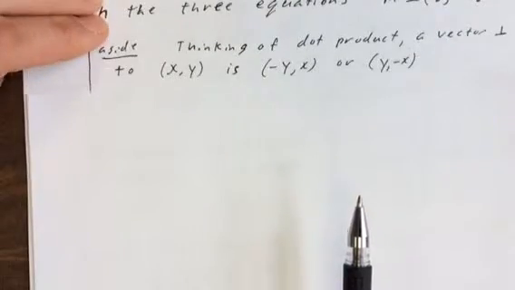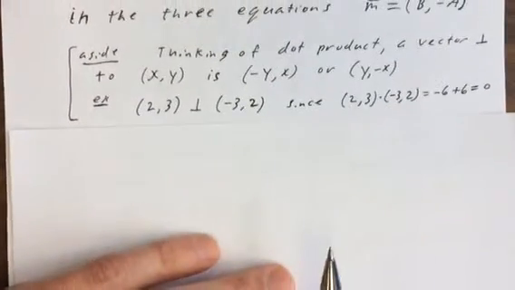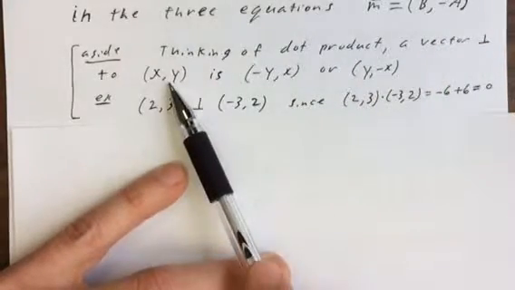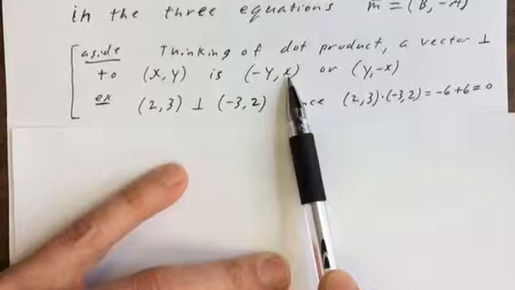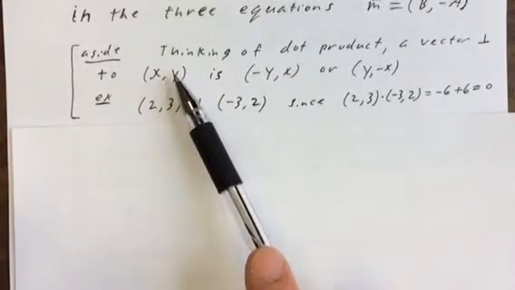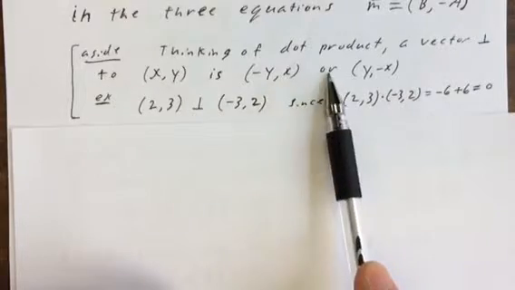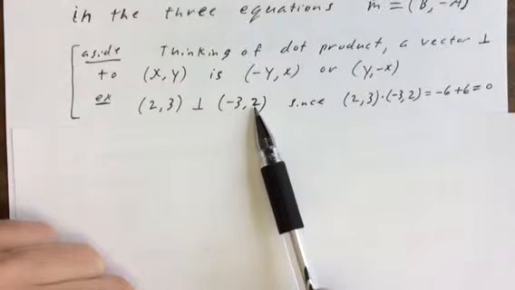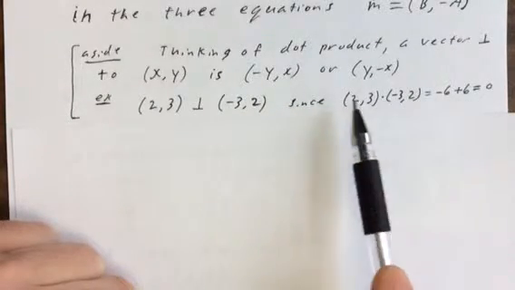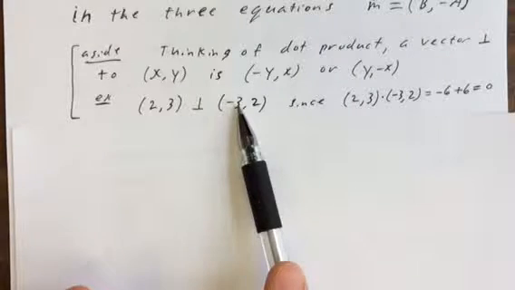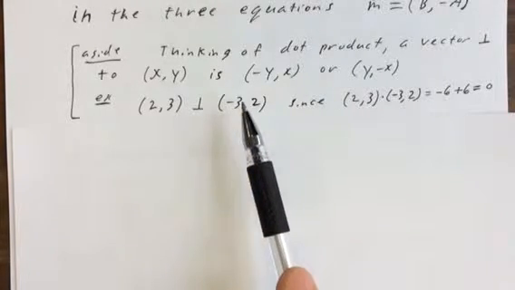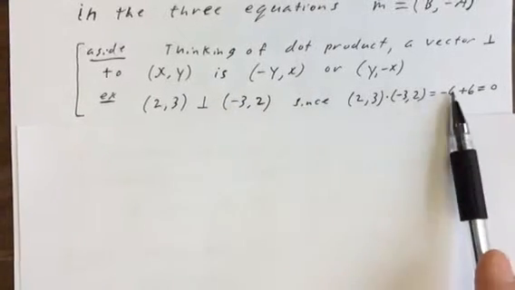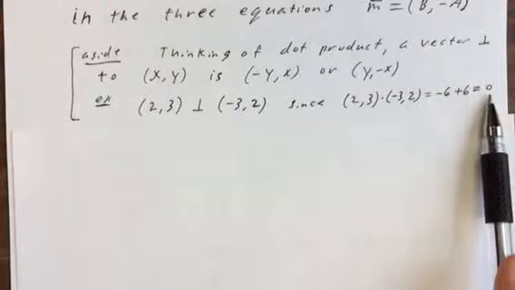Now, a little aside here, a bit of a reminder. Thinking of dot product, a vector perpendicular to x, y is negative y comma x. So basically flipping the two coordinates and making one the opposite sign. Or y, negative x works. So 2, 3 is perpendicular to negative 3, 2, since their dot product is 0. You flip the two so that when you multiply them using the dot product, you get the same number, and you change the sign of one so that they're opposites, like negative 6 and 6, and it gives you 0.